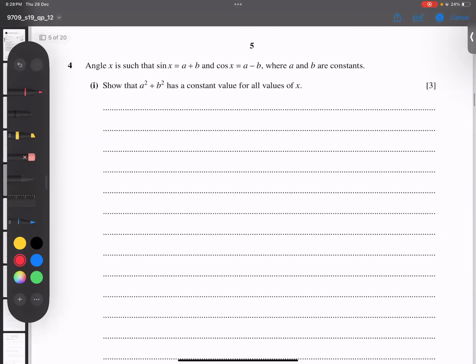So let's see how we can do the question. First of all, read the question carefully. Sine x is equal to a plus b, and cos x is equal to a minus b. So whenever these kind of questions come, and he says a, b are constants, and mostly he says a square plus b square. Show that a square plus b square is a constant.